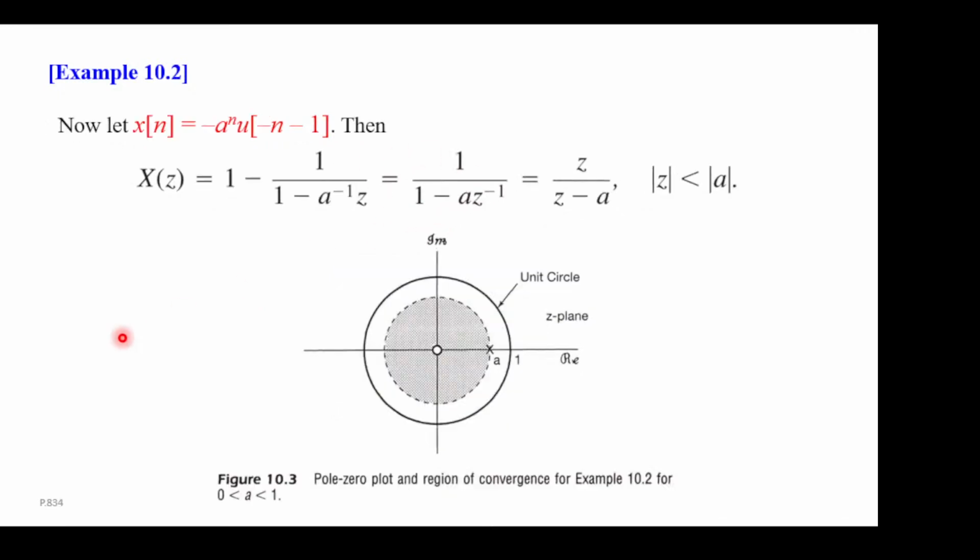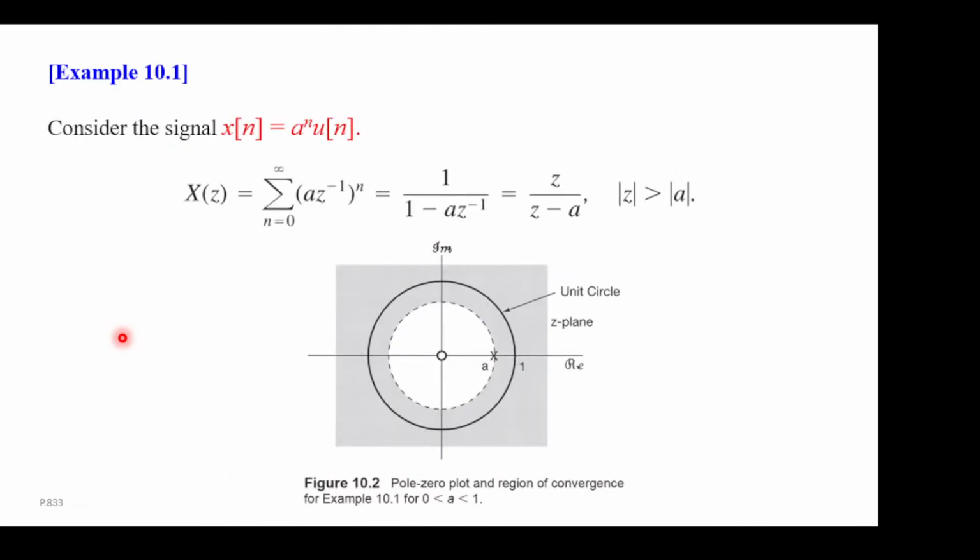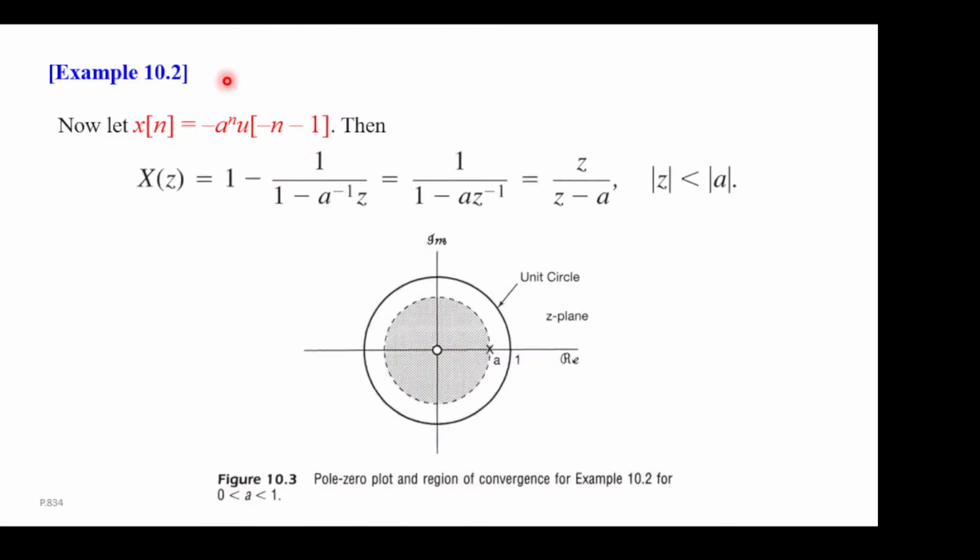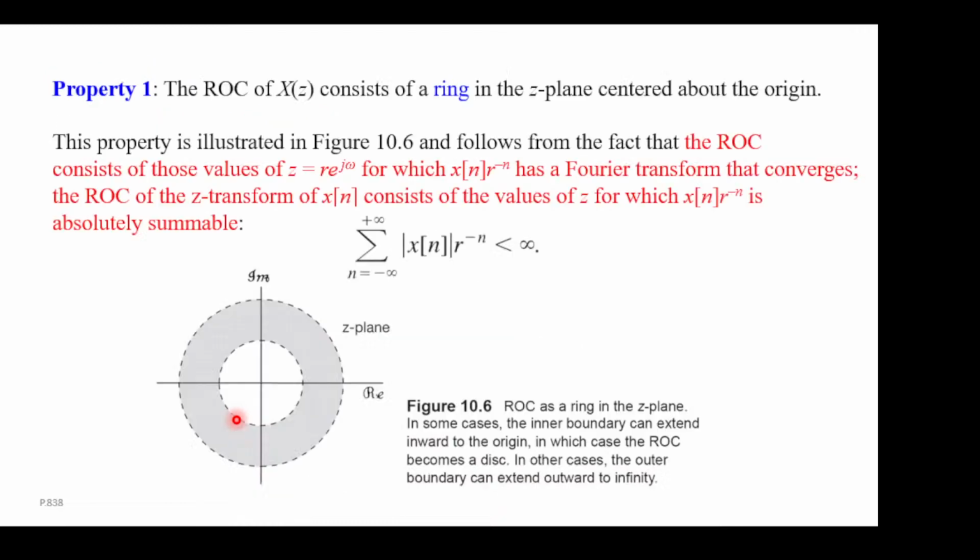Okay, anyway, getting back to our example. We also have example 10.2, similar to example 9.2. Now we have this left-sided exponential, and we find that it has the same algebraic expression for X(z), but the ROC is inside this pole. So the ROC is this circle filled up inside. And then we go to the properties of the ROCs of this transform.